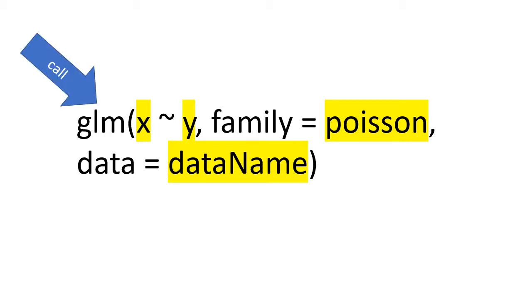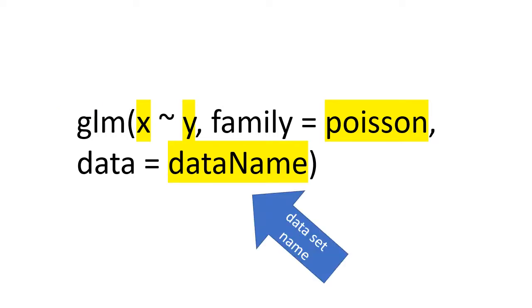This is the call that tells the program what we want it to do. In this case, we want it to create a GLM. It goes without saying that you need to have data before you can analyze it. Your data will be organized into rows and columns. We call this structure a data frame. This is where you enter the name of the data frame that you've put into the program.